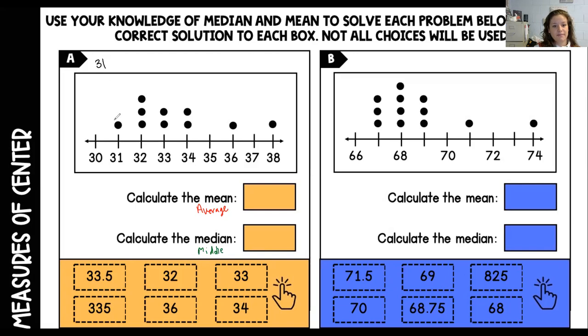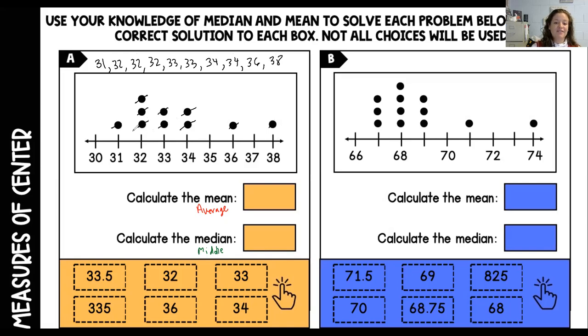So I've got 31. I've got 3 32s. So I'm going to put all 3 of them. Got 2 33s. 2 34s. 36 and 38. Okay, so I am going to use this set of data in order to find the average.